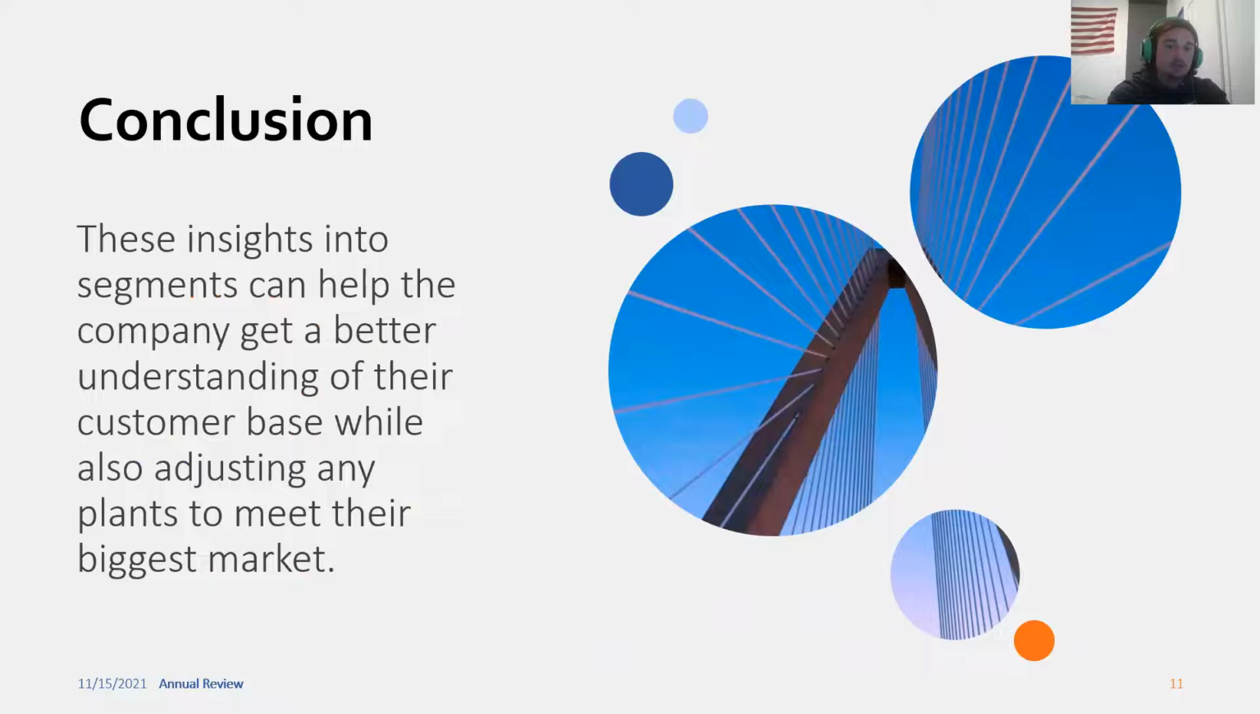So in conclusion, the insights that can be found from segments can help the company get better by understanding their customers, and to get a better understanding of what needs they can fill in the future to make the best market they can for these customers.